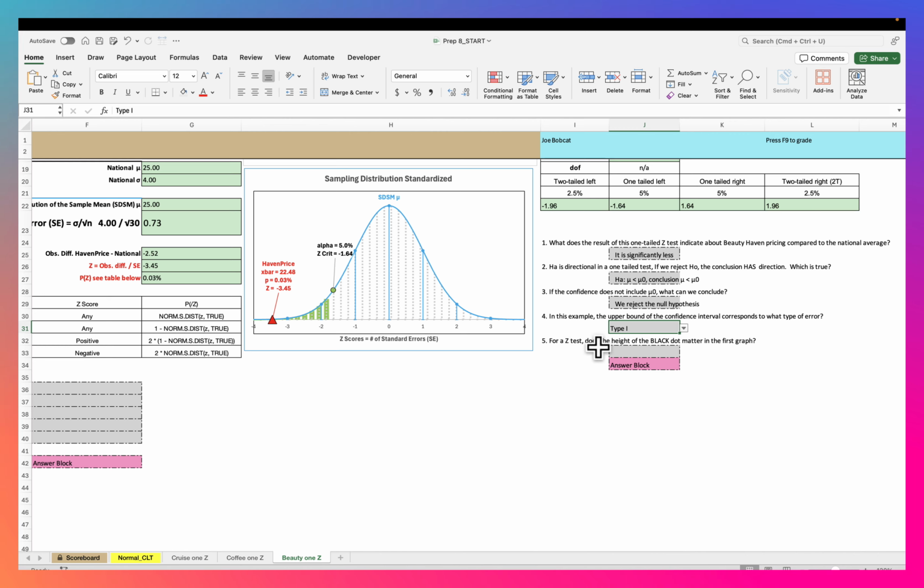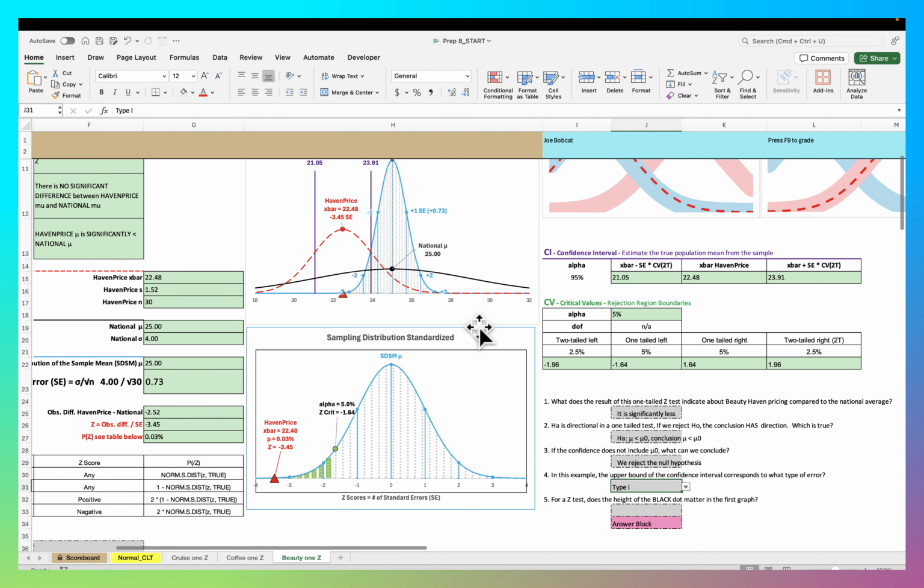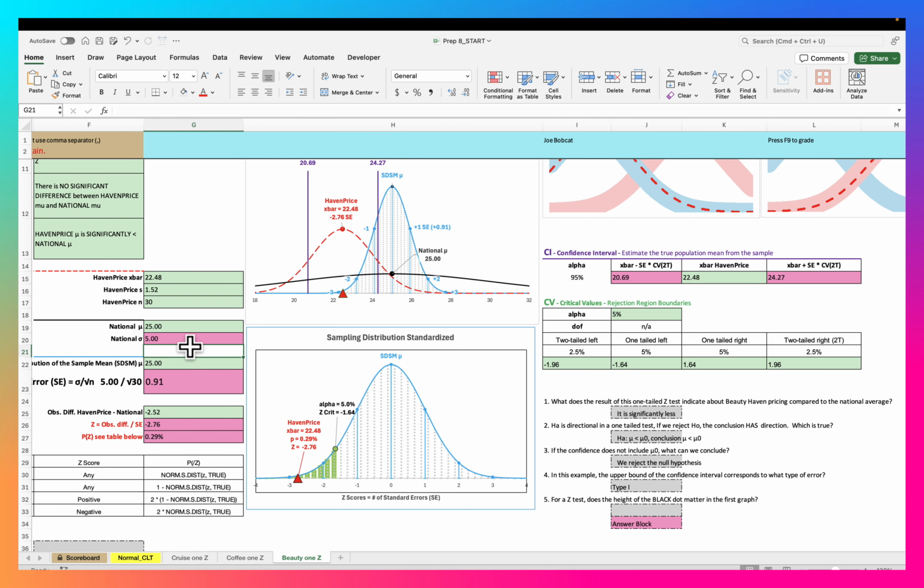So for a z-test, does the height of the black dot matter? Now we're asking about the black dot, not the red dot anymore. And the height of the black dot matters a lot, because the height of the black dot determines how skinny the population standard deviation is. And it's this black line. If this black dot was higher, then this would have a smaller standard deviation, and if it was lower, then the population would have a larger standard deviation. And since the population standard deviation is used in a boatload of calculations, here I'll prove it to you. Say I change it from 4 to 5, you can see that all these calculations are immediately influenced by that. So the height of that dot for sure does matter.